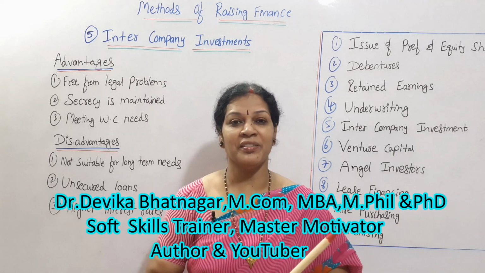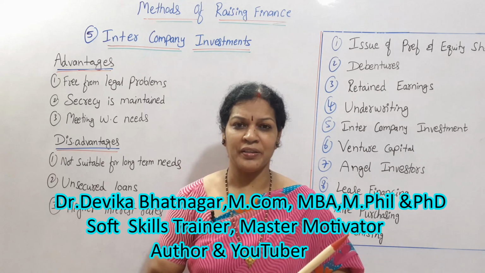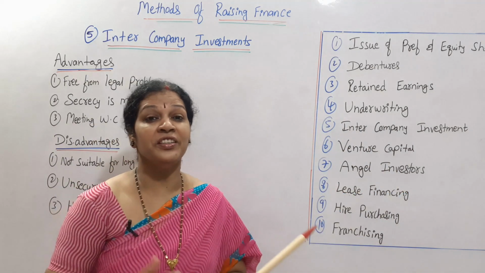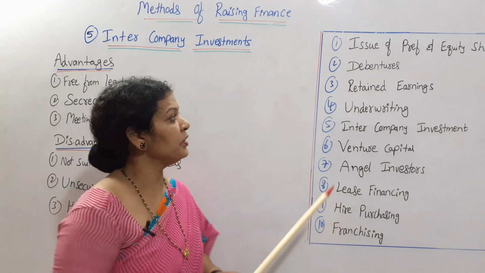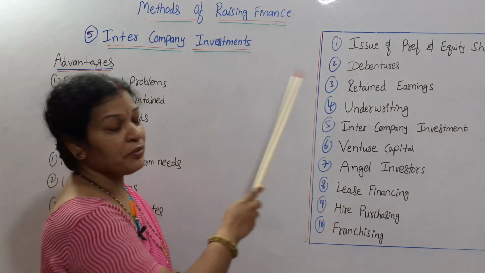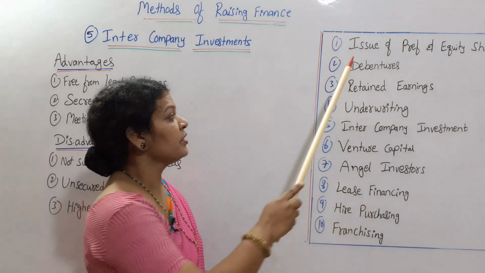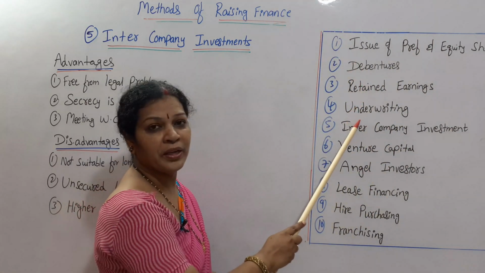That is the topic we are discussing: how to raise the funds, how to accumulate the funds. There are different ways. These are the 10 methods I already explained to you in the introduction class. So each and every topic we are going into in depth. The first one is methods of raising finance: issue of preference shares, issue of equity shares, debentures, retained earnings, underwriting. Up to here we have completed.